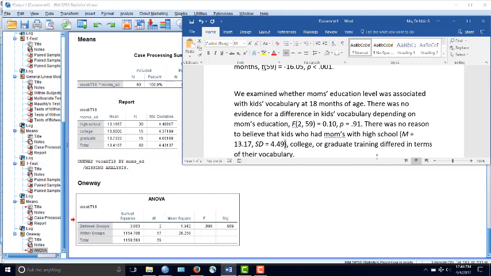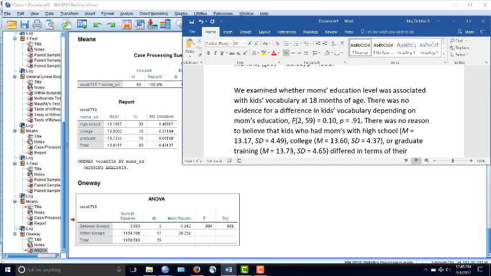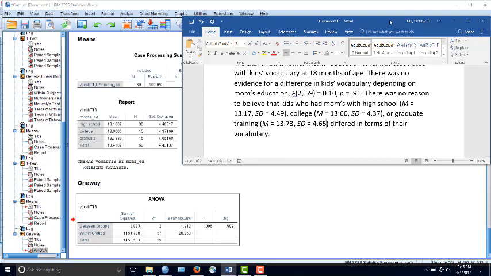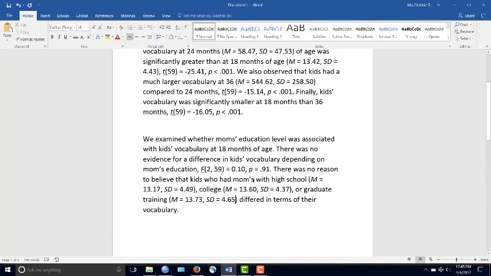And I'm going to be lazy again. I'm going to highlight this so that I don't have to reformat this all the time. I'm going to change this to 13.60, 37, or graduate training. Put this here. 13.73 and 0.65. Great. And again, these write-ups you can write in a number of ways.